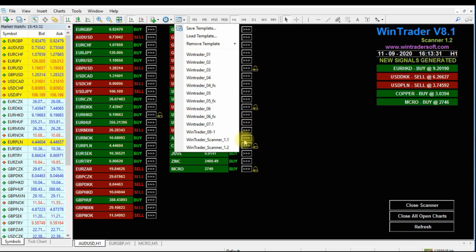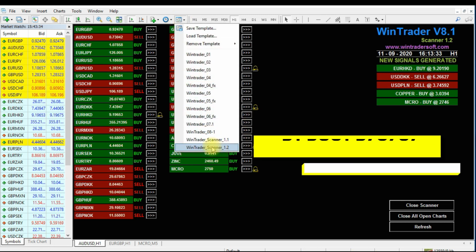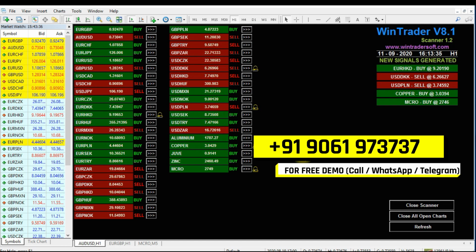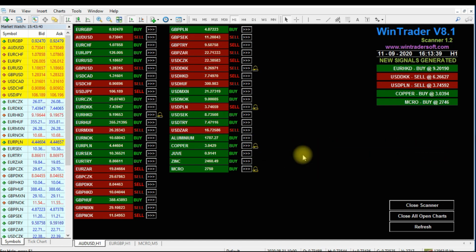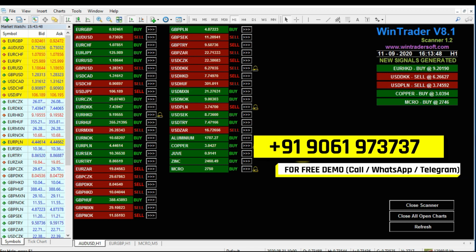And this is our latest version 8.1 and scanner 1.2, and we are planning to launch our new version 9.0 very soon. Maybe we will launch our latest version at the end of this year. We are charging a lifetime payment. For forex traders, there is no extra charge. There is only one-time payment, and all updates will be free for our customers.